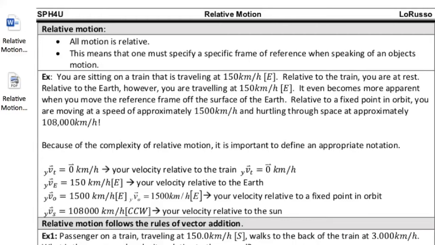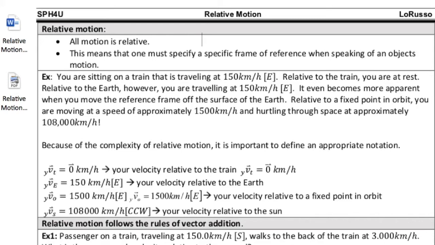Hello, SPH4U. Today we're going to explore the concepts of relative motion. Now, the concept of relative motion is basically this. All motion is relative. That means there really is no such thing as a permanent, fixed point of reference. All motion is in relation to other objects, but no one can decidedly say whether one object or not is moving in an absolute way.